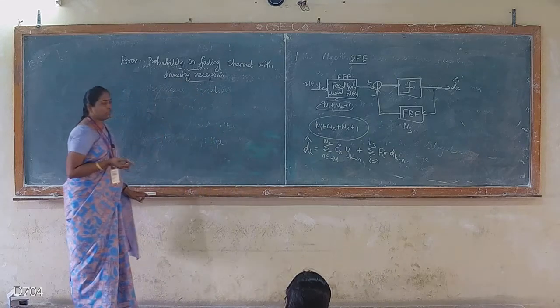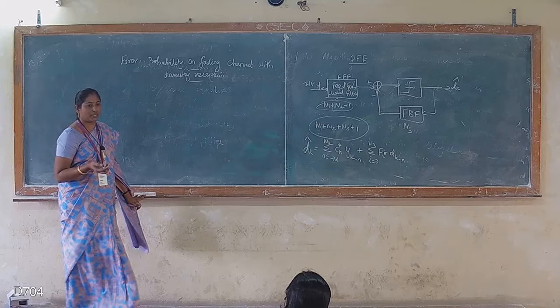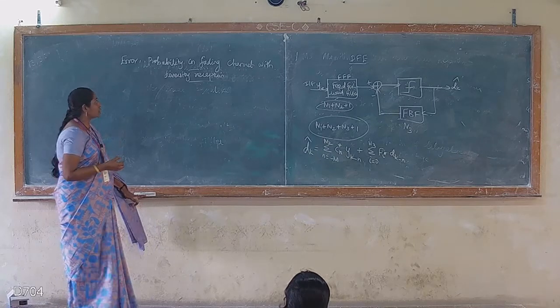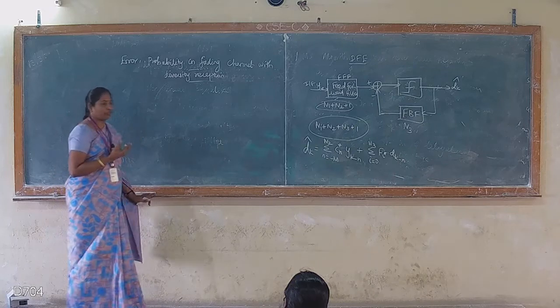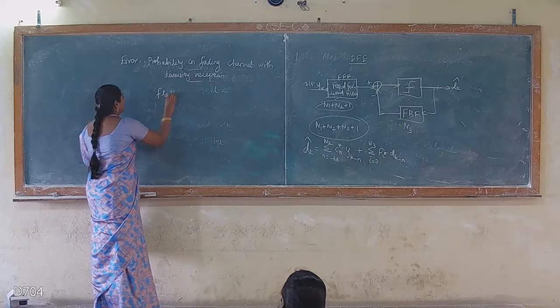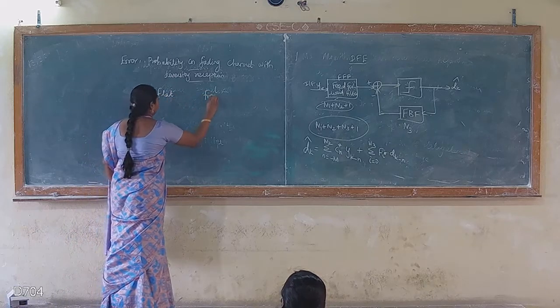How much error can we reduce? How do we reduce the error using diversity? That we will discuss here. In fading channels, there are two types of fading channel we are considering here: one is the flat fading channel and the other is the frequency selective fading channel.